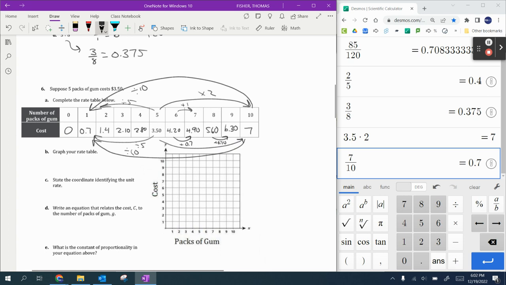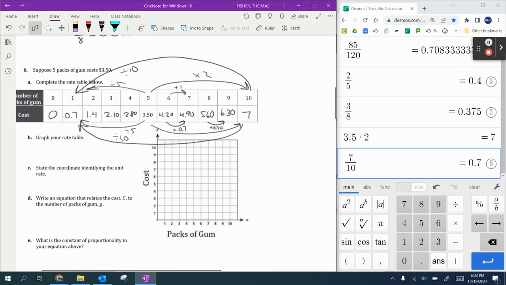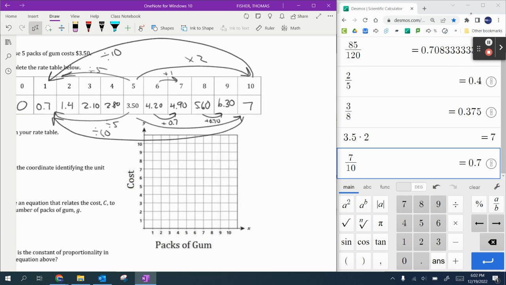Now when we go to make our graph, I'm going to pick the points that are the easiest ones to graph because this is going to be a proportional relationship, which means it's going to be a line. So 0, 0, 10, 7. I know exactly where that point is. That's exactly right here. It's 10 packs of gum. So it's 10 here. It's not 10 over here. That's $10 because that says that's the cost over here.